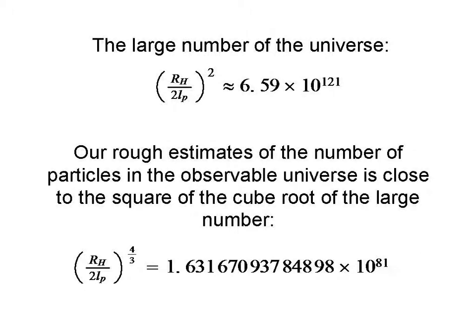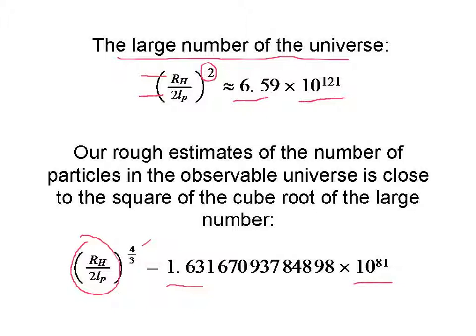The large number of the universe, our radius of the hyperverse divided by 2 Planck lengths, squared, is approximately 6.59 times 10 to the 121st power. Our rough estimate of the number of particles in the observable universe is close to the square of the cube root of the large number. So if we take r sub h divided by 2lp and raise it to the 4/3 power, we get 1.6 times 10 to the 81. Very similar to our number of particles.